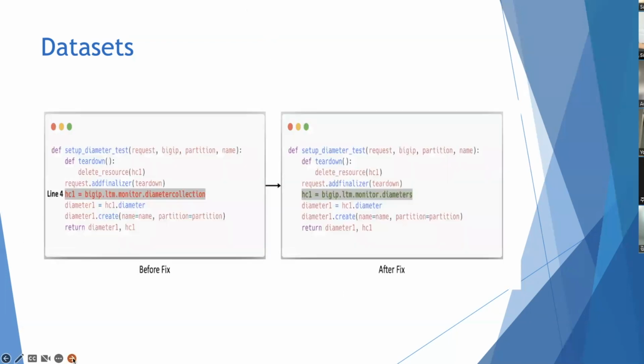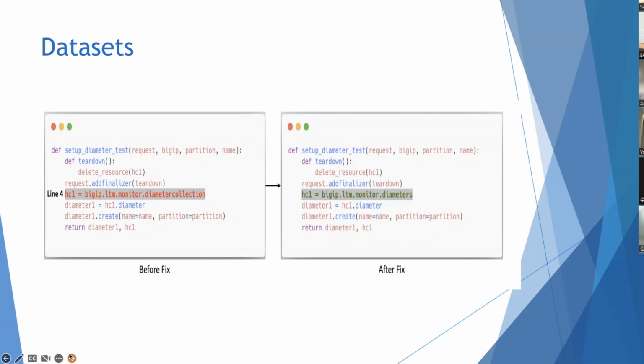This is an example of the data set. So here, as I mentioned before, it consists of the line before fix and the after fix, but it can also include some other metadata such as the project name, the commit message or the commit ID, so that it is easy to trace back the original bug information.